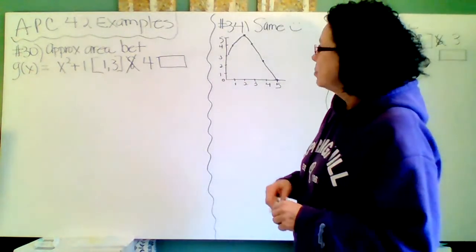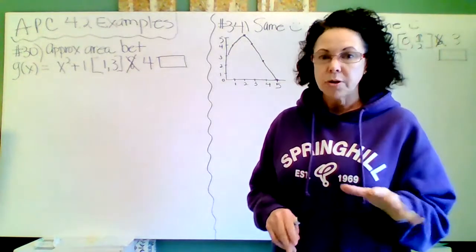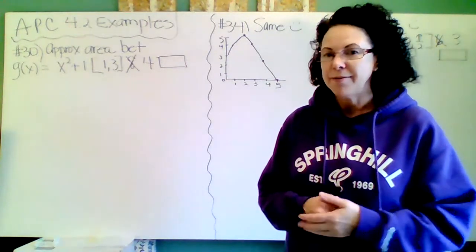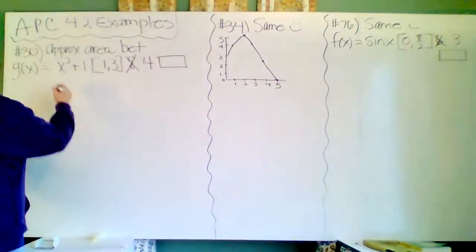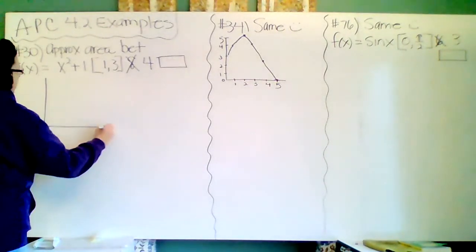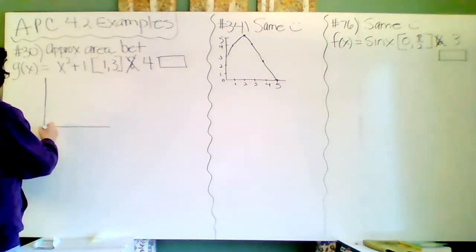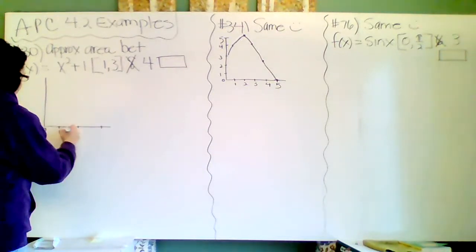Also, I believe on number 30, they just asked for the left and right Riemann sum. But of course, I've asked for left, right, and midpoint every single time. So the first step was to actually draw the function on the interval. So let's take a look. We're going from 1 to 3. So I'll do 0, 1, 2, and 3.